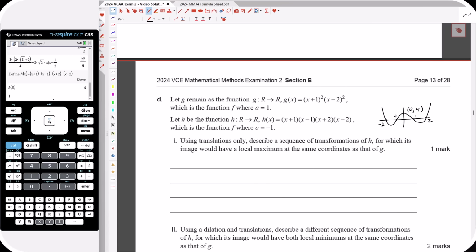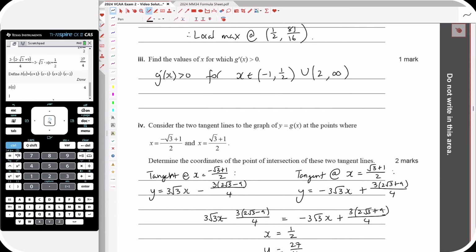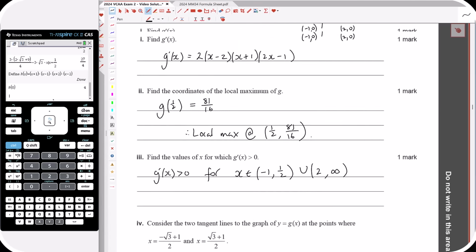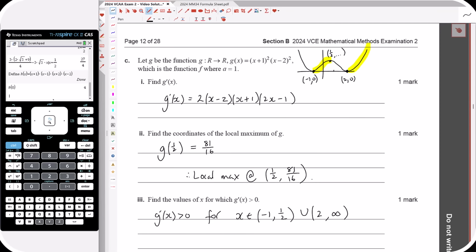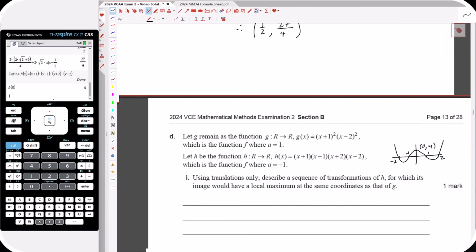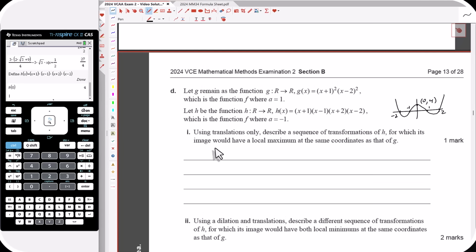So let's be clear which way we're going. Using translations only, describe a sequence of transformations of h. So we're transforming h to get it to g. Okay, so the local max for g was this one here, half, 81 on 16. So we want translations that take the local max of h, which is 0, 4, to the local max of g, which is half, 81 on 16.